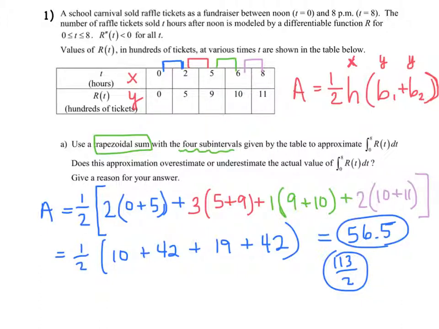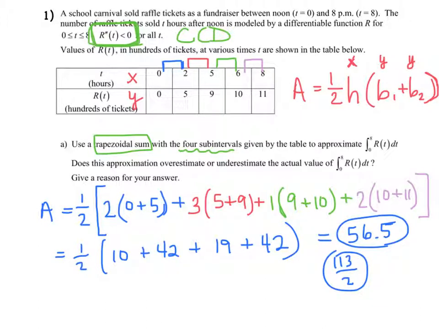All right, now the next question asks us, is this an over or an under estimate for the actual value? Well, if you remember last time, when you're talking about a trapezoidal sum, what matters is not if it's increasing or decreasing, but the concavity. So look back to the original problem. What about this problem tells us about the concavity? Hopefully your eyes are zooming into this right here. You are told that the second derivative is negative. If the second derivative is negative, we know that that means it's concave down.